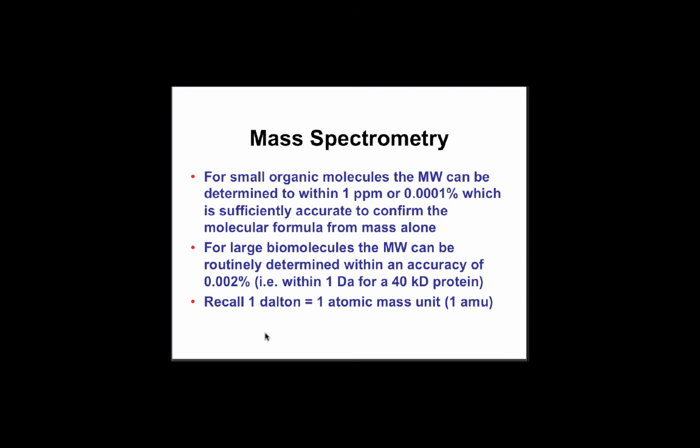We use mass spectrometry for proteomics, although typically, again, with that 1 or 2 ppm accuracy that's about maybe 1 Dalton for a 40 or 50 kilodalton protein. So I'll use the term Dalton a lot, but that also means 1 atomic mass unit or 1 AMU. So they're all the same.